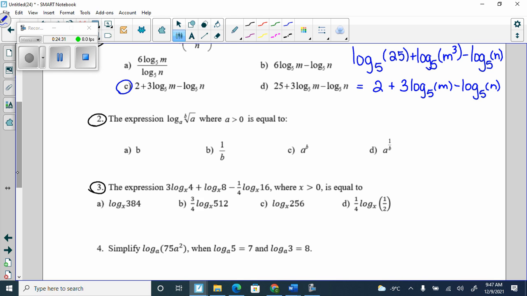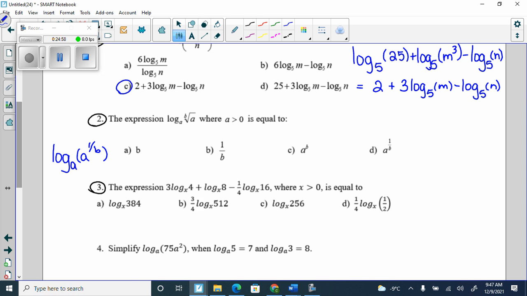Okay, number 2. We have log base A of the B root of A. How could I write that out? Log base A of A to the 1 over B. And what could I do with the 1 over B? I could drop it in front, or I could say A to the 1 over B is 1 over B. Either way you do it.